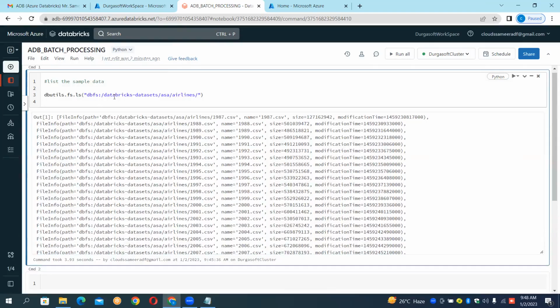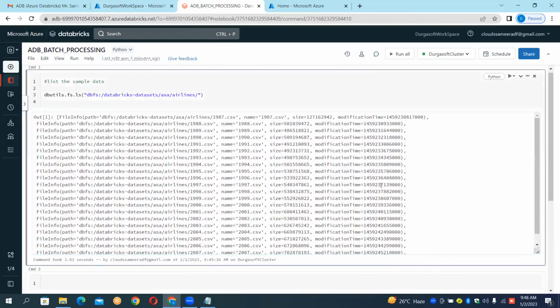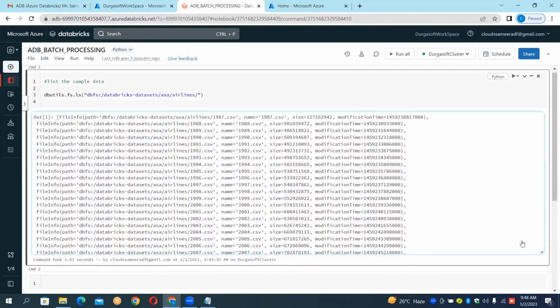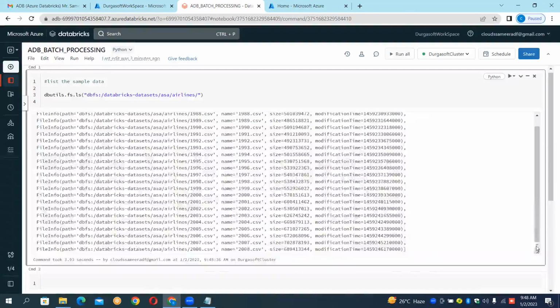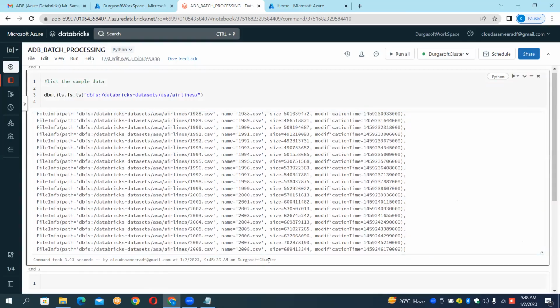Within that airlines folder, we have multiple CSV files. Yes, multiple. Can you see here? It's giving file info: DBFS Databricks airlines 1988.csv, 1989.csv, 1990.csv, 1991, 1992. Likewise, I think till 2008 you have it. From 1988 to 2008 we have the files here. Plenty of files are there.